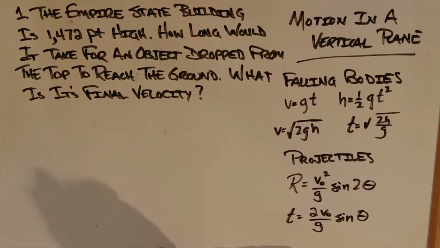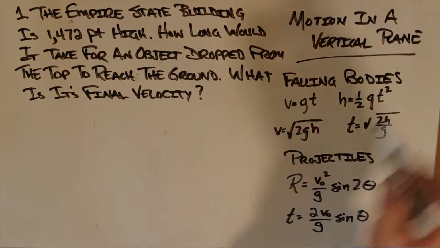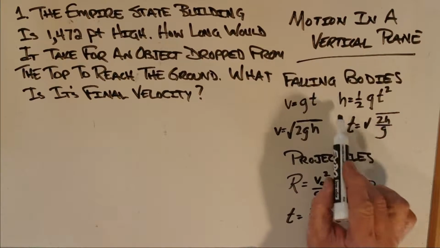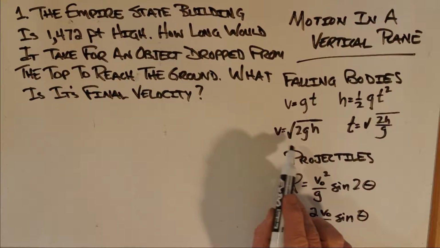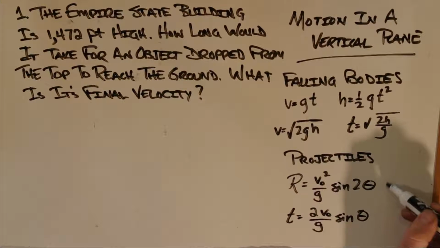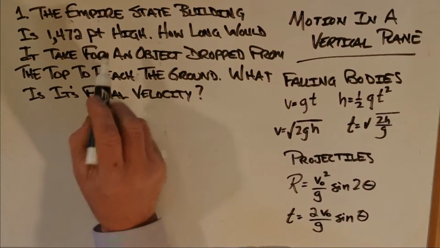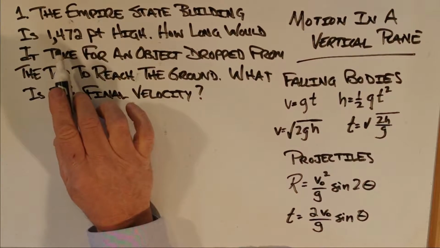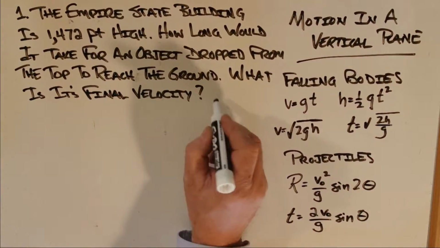We're back in physics for another set of problems on motion in a vertical plane. We have, as before, our relationships for falling bodies, relationships between velocity and time, height and time, which can be solved for time as an expression of height and velocity as an expression of height, and then for projectiles, equations for range and time of flight.